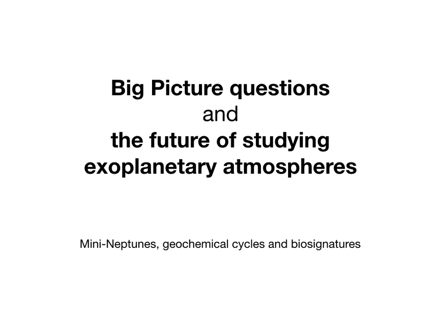So I've spent about 2/3 of the talk talking about interpreting spectra using both classical Bayesian techniques and also machine learning techniques. I would like to end the lecture talking about the big picture questions and the future of studying exoplanet atmospheres. I would like to focus on 3 topics. I would like to talk about mini-Neptunes and try to convince you why they are so interesting. I would like to talk about geochemical cycles, and would like to talk about biosignatures.